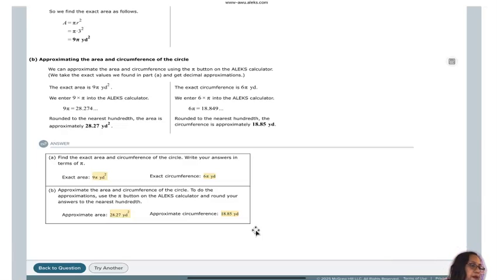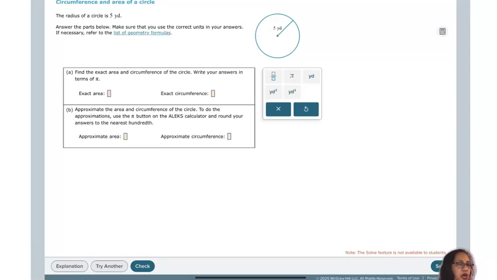And really, if and when you get one wrong, you just reflect on the possible mistake. Usually it's a small mistake that you might make. Okay, so for the last example, this is a little bit different. It's asking for the area and circumference. I just wanted to point out that the yard and yard squared are located over here. You most likely will not have yard cubed.